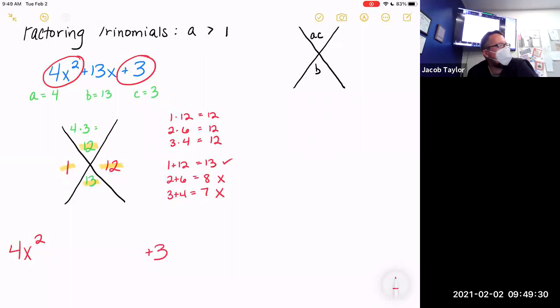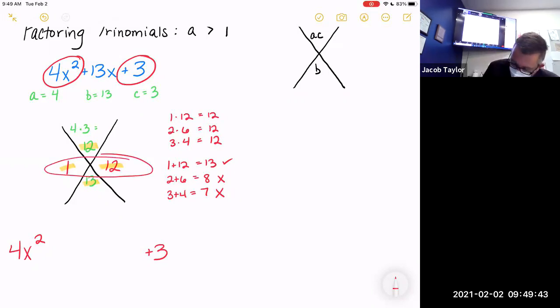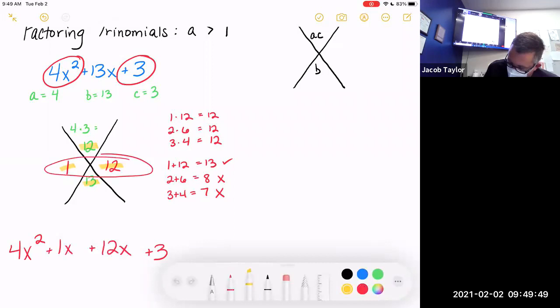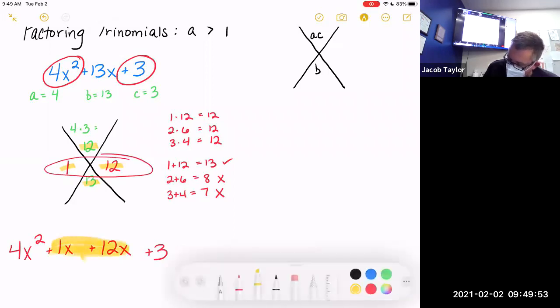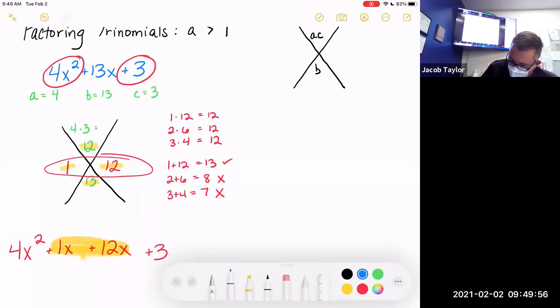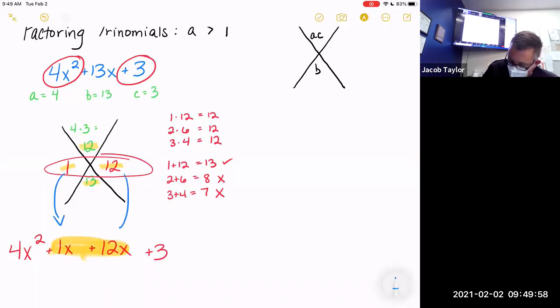And in the middle, where my 13x was, where I had that plus 13x in the problem, I am now going to put these 2 numbers, 1 and 12. Those are 1x and 12x. So I'll do plus 1x plus 12x. And these numbers right here, the 1x and the 12x came from the x that I drew up here, 1x and 12x.